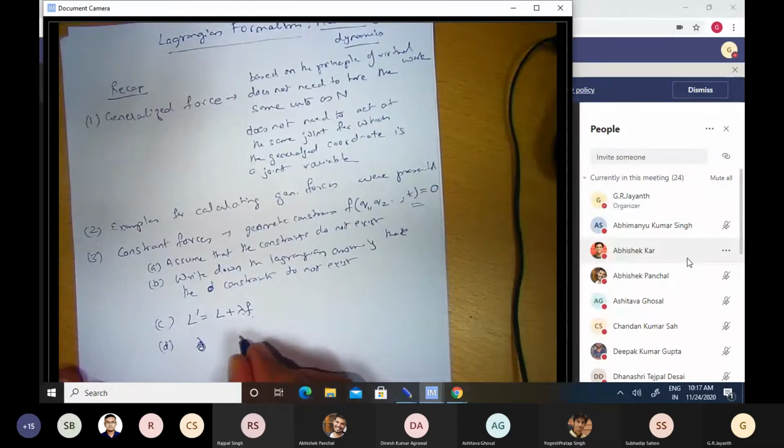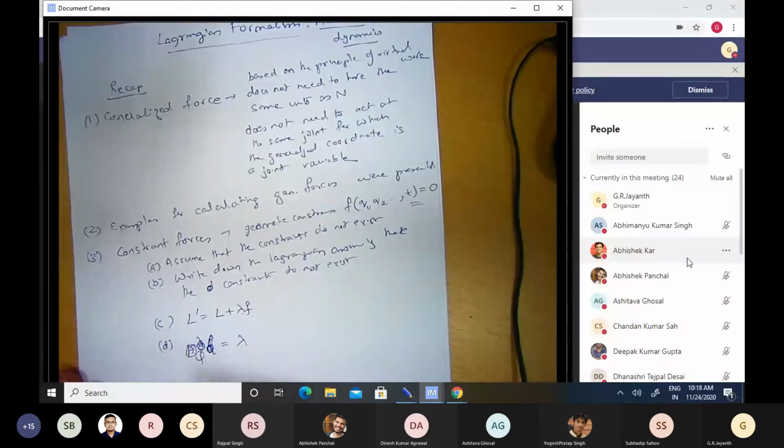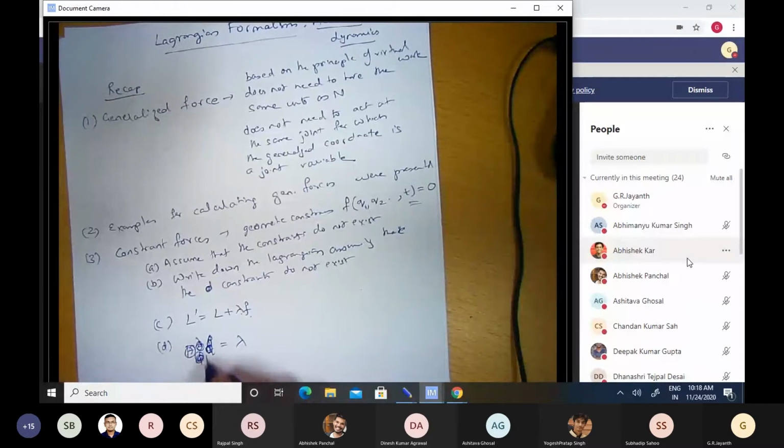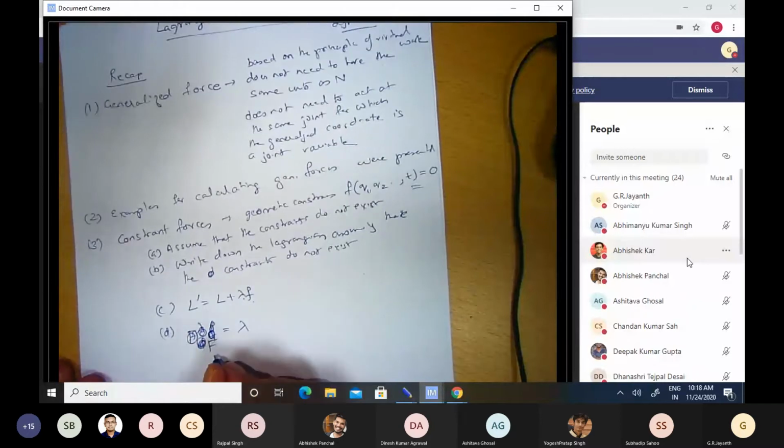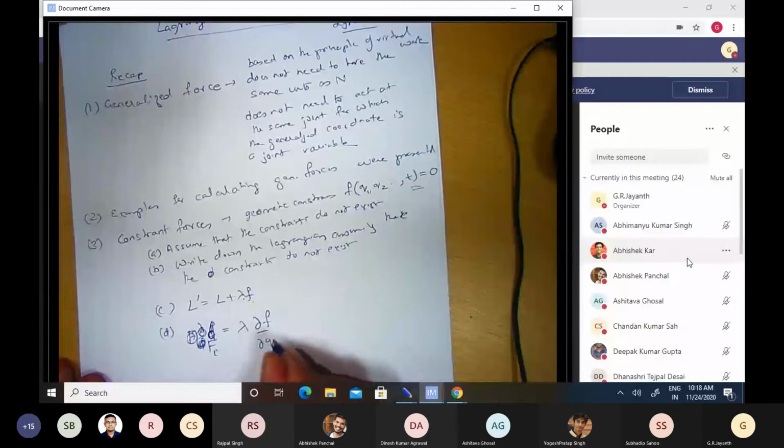So the constraint force along the ith generalized coordinate, let me use some other symbol here, capital F as a constraint, or maybe capital Q. Oh no, Q we use for generalized force, so maybe capital F itself I will use. Okay, Fi is equal to lambda times the partial derivative of f with respect to that particular generalized coordinate.